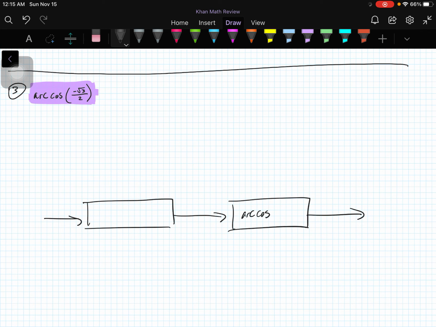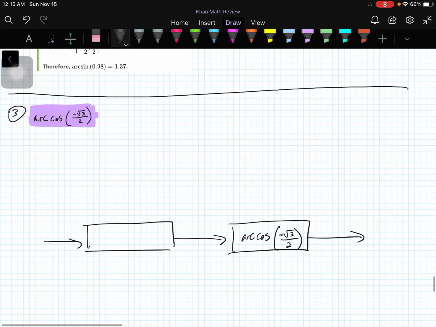Arccosine, because it's the inverse function, of negative square root of 3 over 2. Let's do radians for this one. All right, let's set the mode to radians. So arccosine of negative square root 3 divided by 2.